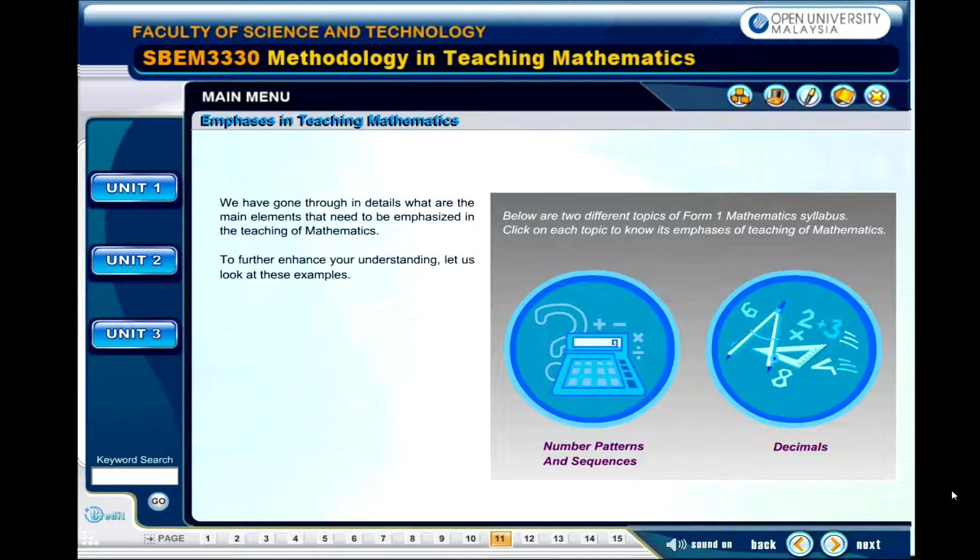We have gone through in detail what are the main elements that need to be emphasized in the teaching of mathematics. To further enhance your understanding, let us look at these examples. Below are two different topics of Form 1 mathematics syllabus. Click on each topic to know its emphasis of teaching of mathematics.